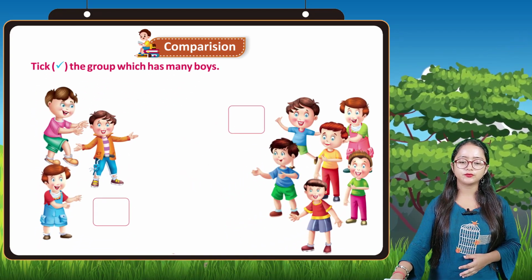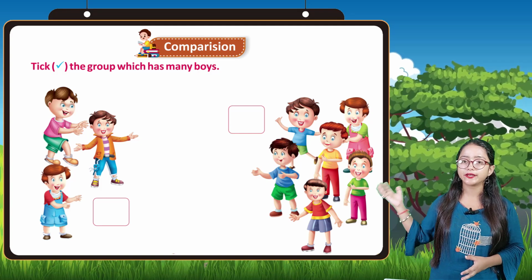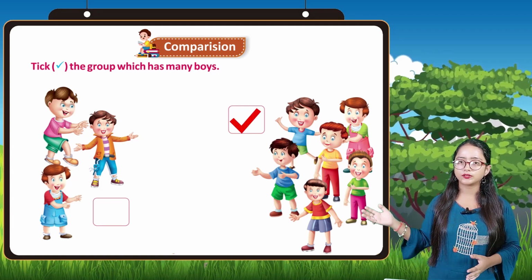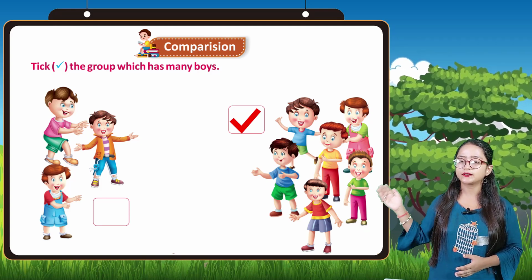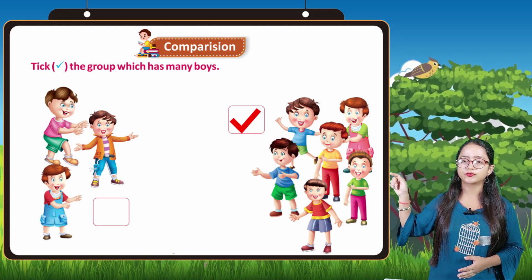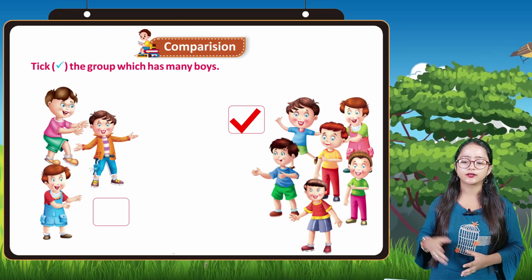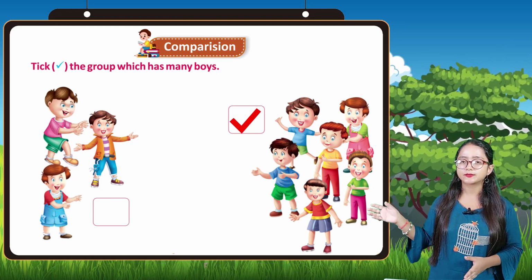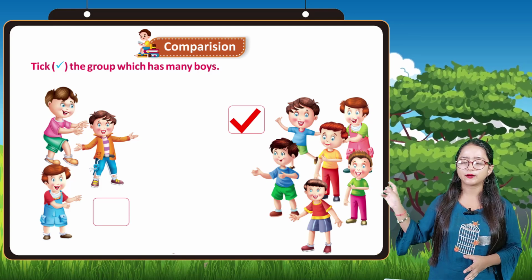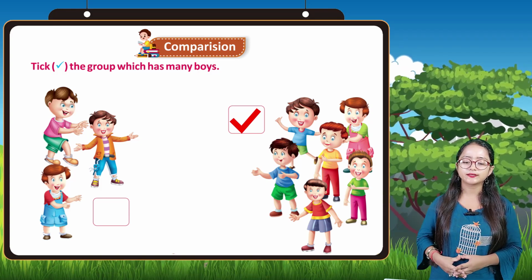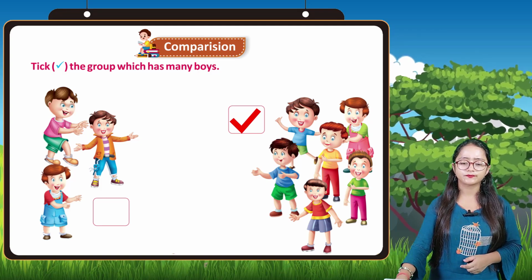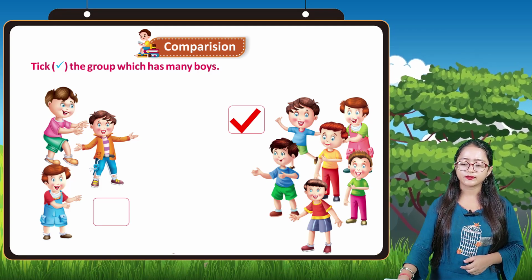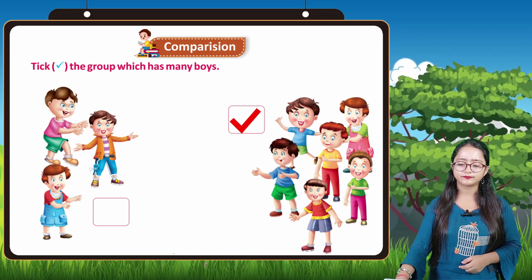Now you have to tick the group which has many boys. First of all, count the number of boys. In the first one, there are only 3 boys. Whereas in the another one, there are 1, 2, 3, 4, 5, 6 boys. Okay. So that means 6 boys are the many one. That comes under the category of many. Whereas 3 boys come under the category of the few one. Now take the many one.